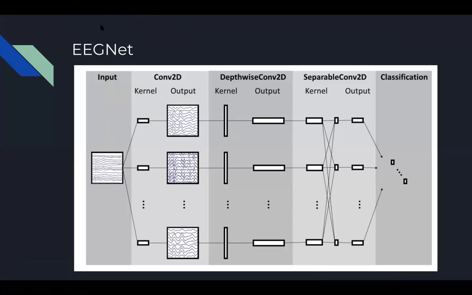We actually had two different models going at the same time, but as we were training the second model, we found out, okay, maybe this one's not as good as EEGNet, so we settled on that. Right, and the model itself works like this.